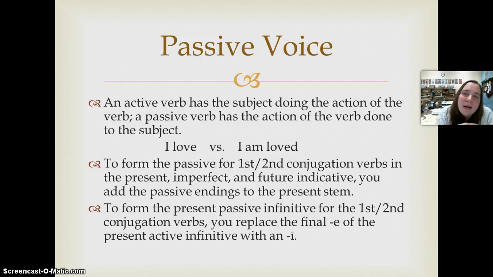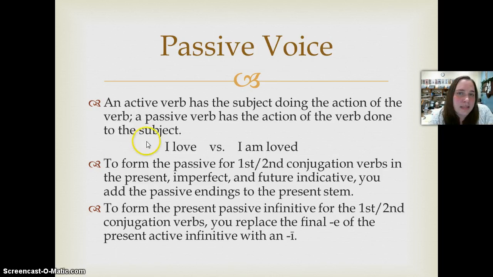So let's talk a little bit about the differences between an active verb and a passive verb. An active verb is one where the subject of the verb is doing the action of the verb. Okay, so with active verbs, the subject does the action. In a passive verb, the subject of the verb has the action done to it.